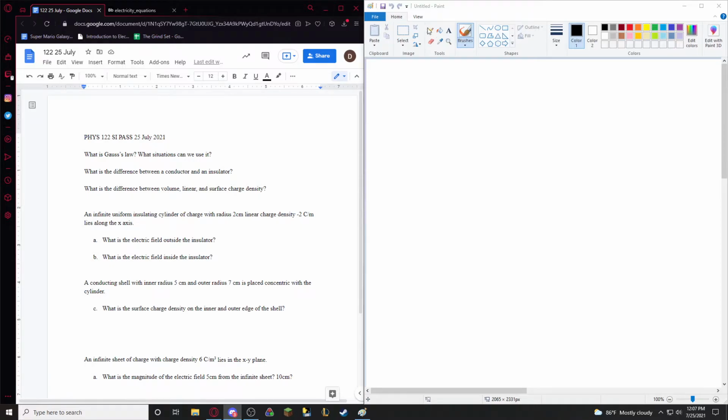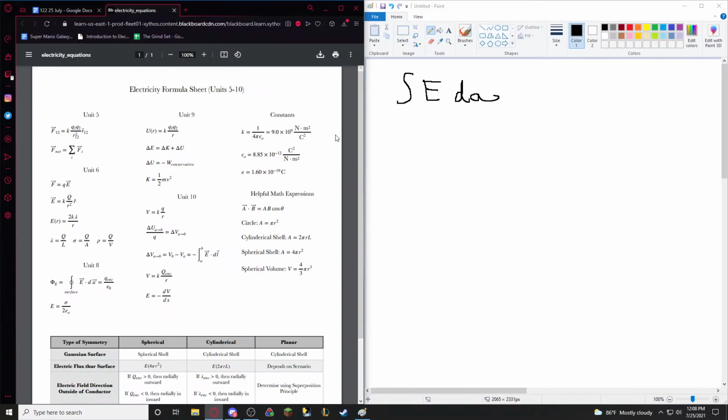What is Gauss's law? The integral of E times dA. Is it E times dA, or E dA? I'm trying to remember if it's supposed to be multiplied or not. Let me pull up the formula sheet. I have different formula sheets, it's ridiculous. Oh yeah, there it is.